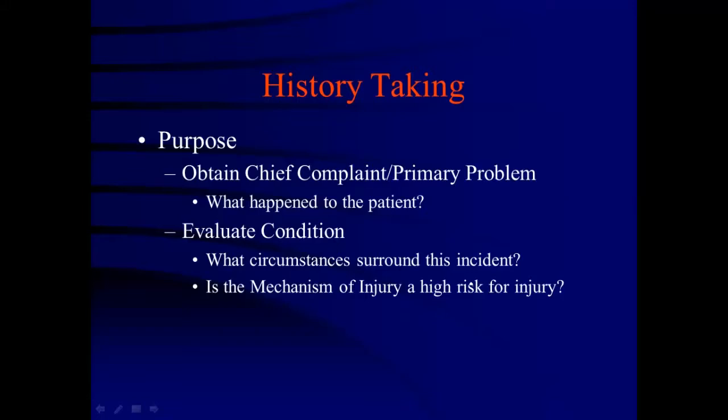So our purpose here, we want to obtain the chief complaint if we haven't already, and the primary problem. And then we're going to investigate it. We're going to evaluate it. So what happened to the patient and what are the circumstances that led up to it? And if it's an injury, is the mechanism of injury indicative that there could be a high-risk injury present?